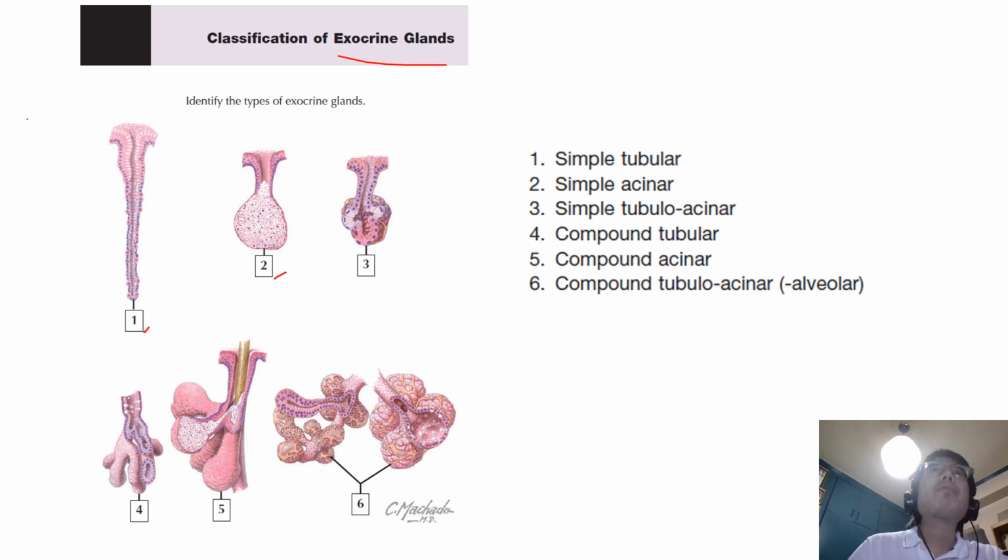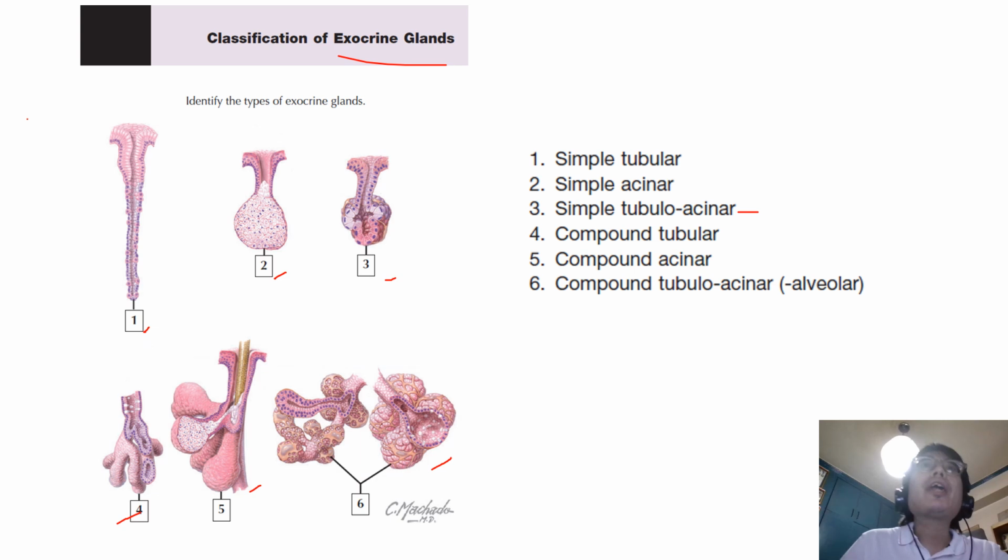Three is simple tubuloacinar. As the name implies, it is a combination of a tubular and acinar cells. Four is compound tubular. Five is compound acinar. And six is compound tubuloacinar. These exocrine glands can be tubular, acinar, also called alveolar, or tubuloacinar, which is also called mixed.